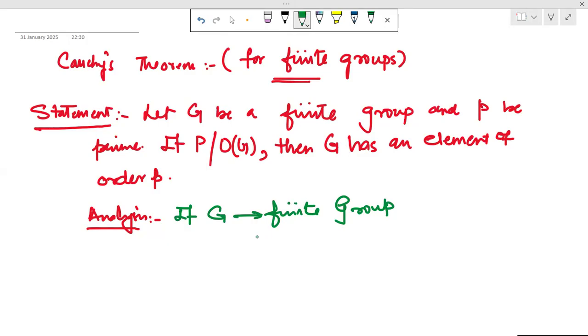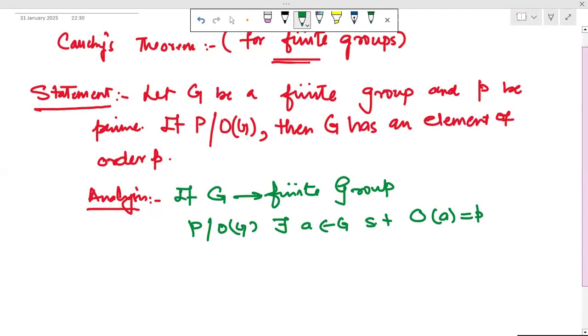Now we are doing this theorem for finite groups only. The case is the same. If P divides the order of G, then there exists a in G such that the order of a is equal to P. This is what we have to prove. So the proof is very much similar to the previous one. So let's do it.